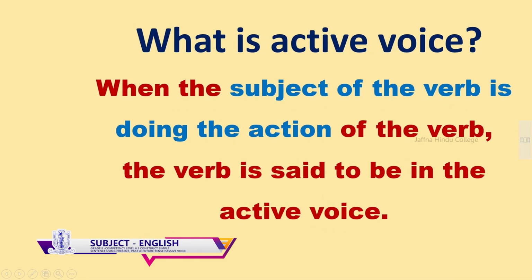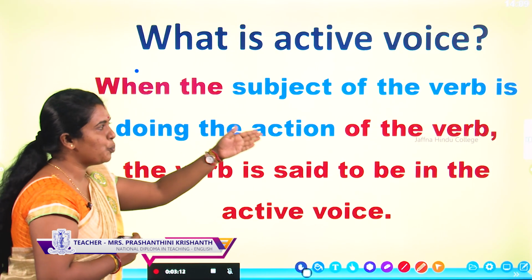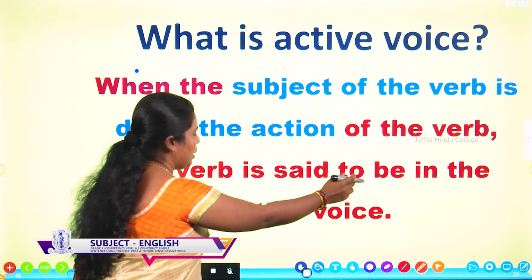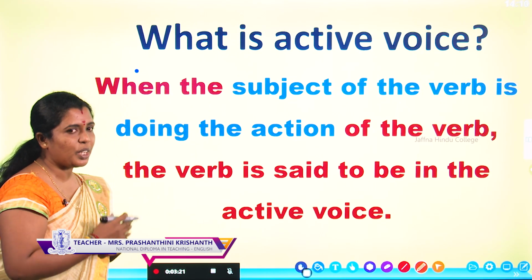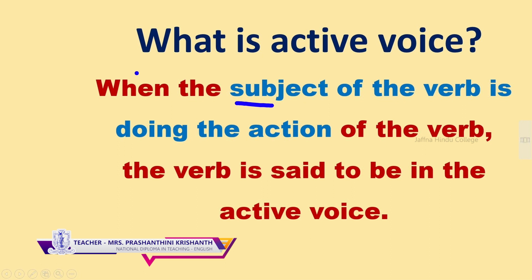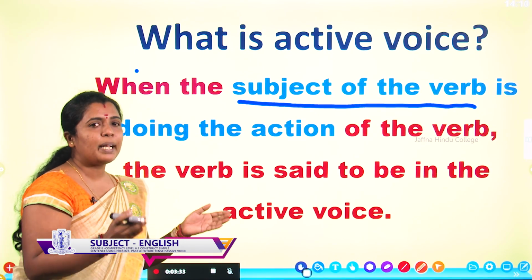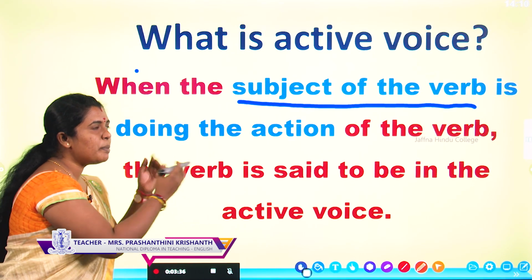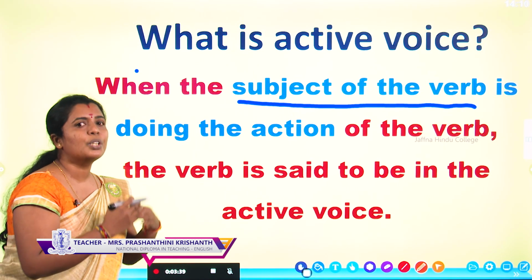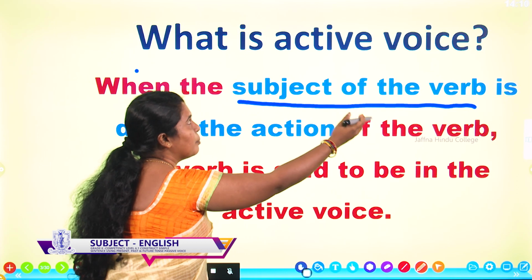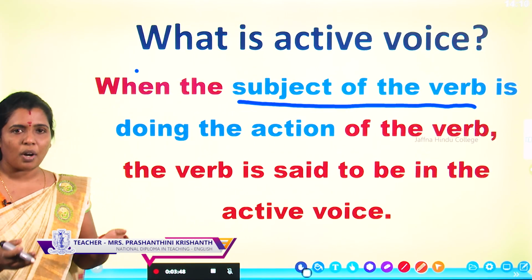Okay, let's check what is active voice. When the subject of the verb is doing the action of the verb, it is said to be in the active voice. Children, listen carefully. Subject of the verb is doing the action. See the example. Ruwan plays cricket. The verb is play. So, who is playing here? Ruwan. So, the subject is Ruwan. The subject is doing the verb. So, this is called active voice.